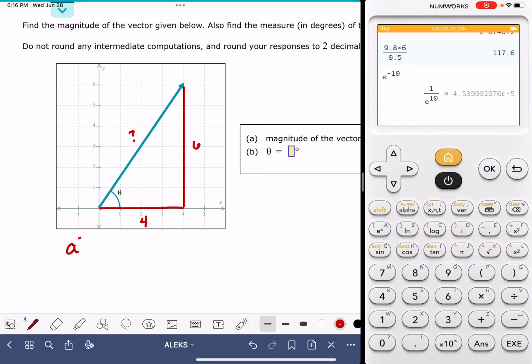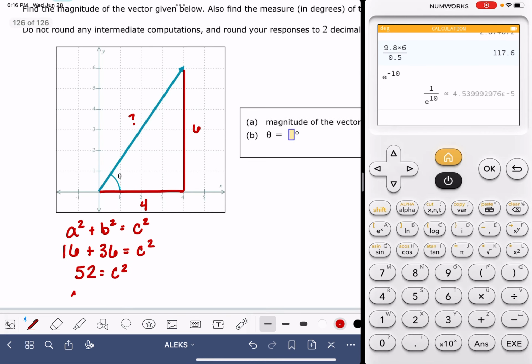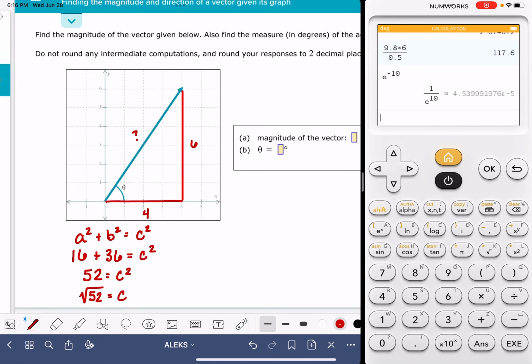Using Pythagorean theorem, a squared plus b squared equals c squared, where a and b are the two shorter sides, and c is the longer side. 4 squared is 16, 6 squared is 36, and that is equal to c squared. 16 plus 36 is 52, which is equal to c squared. We're going to take the square root of both sides. The square root of 52 equals c, and we do need to actually calculate that out.